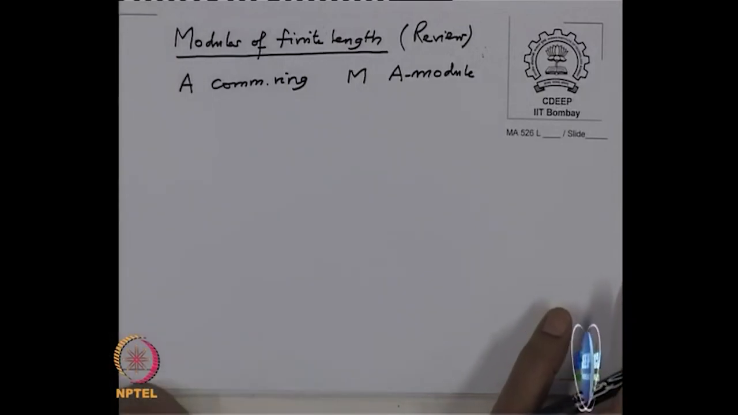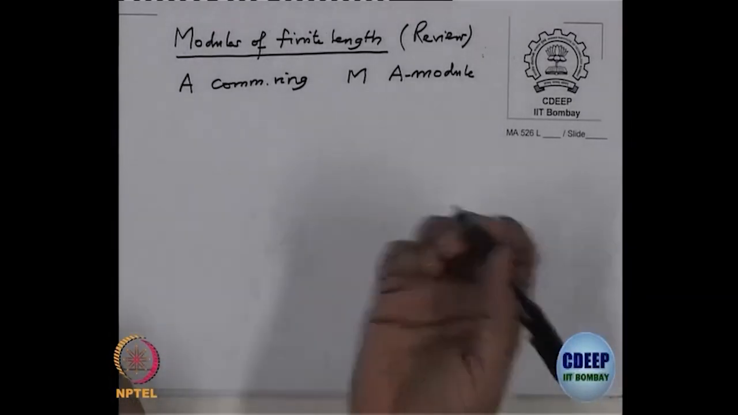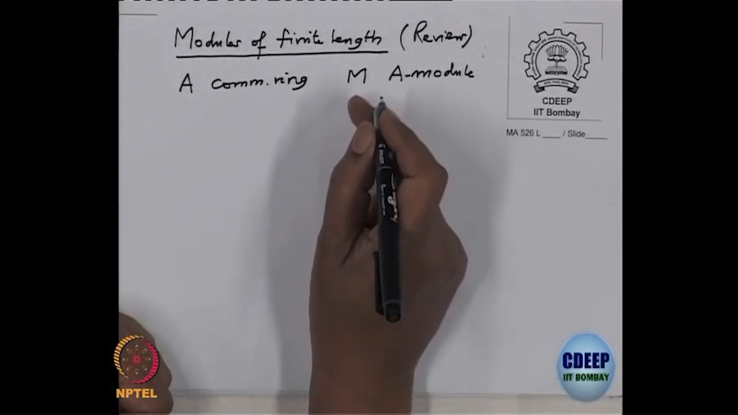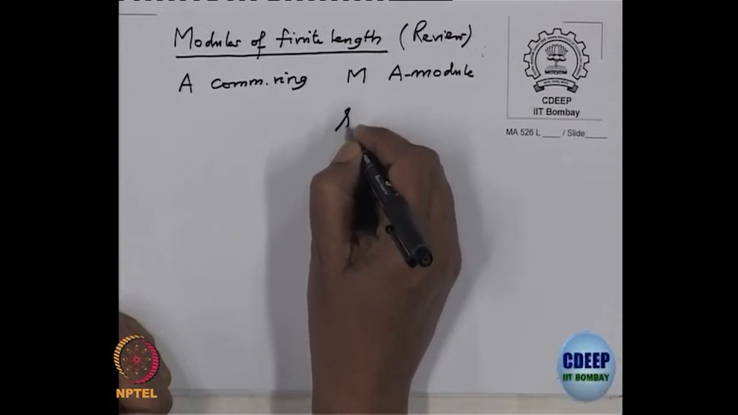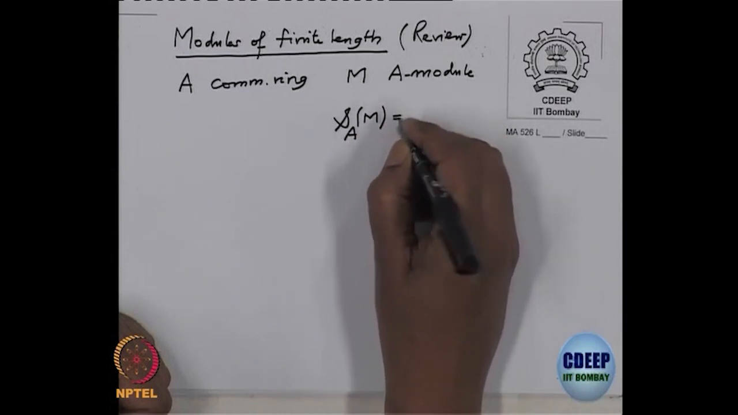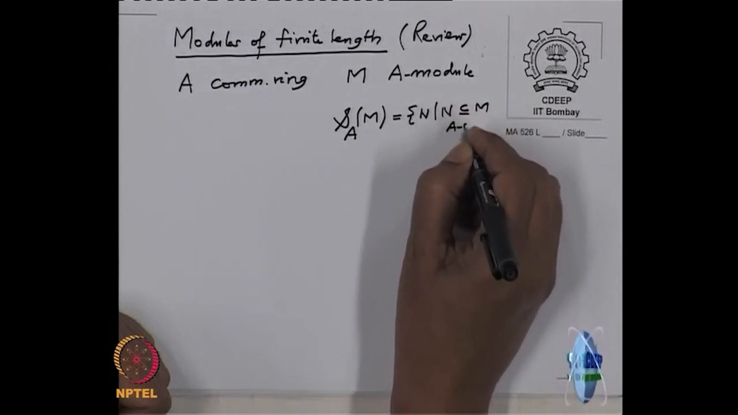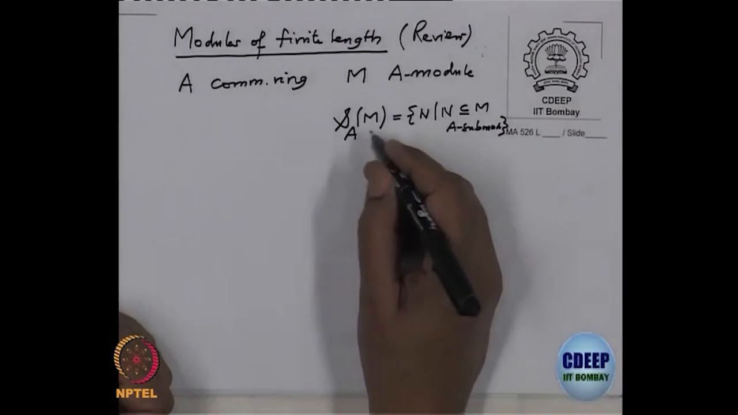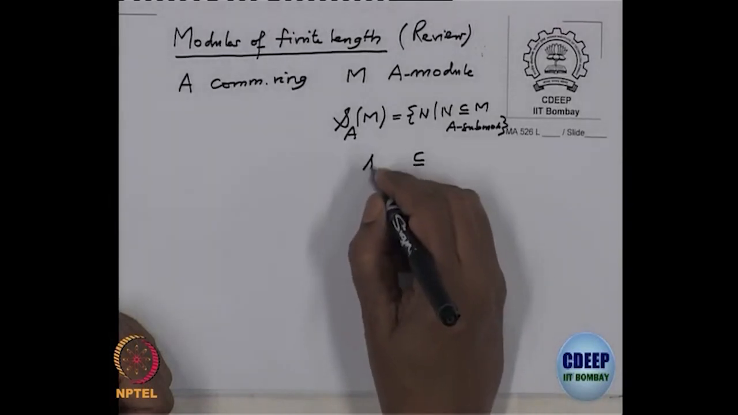You have studied Noetherian modules and also Artinian modules, I suppose, right. So, anyway, let me recall. For a fixed module M, I consider all submodules of it. That is S, I will denote S_A(M). This is the set of submodules, and N is a submodule. And this is a set, and there is inclusion on this set S_A(M).